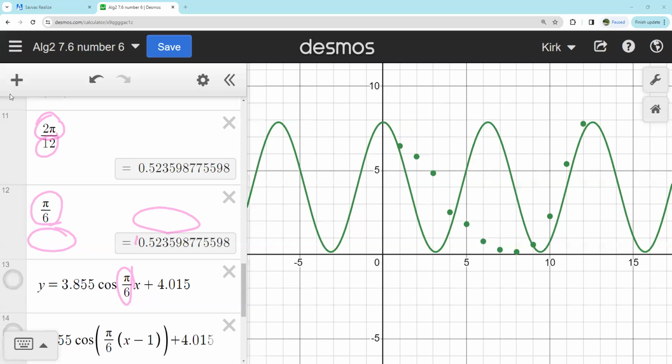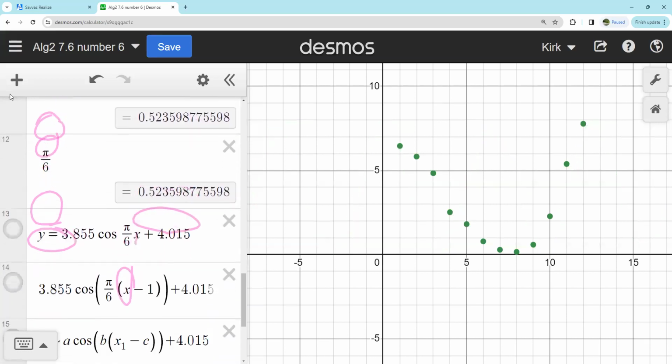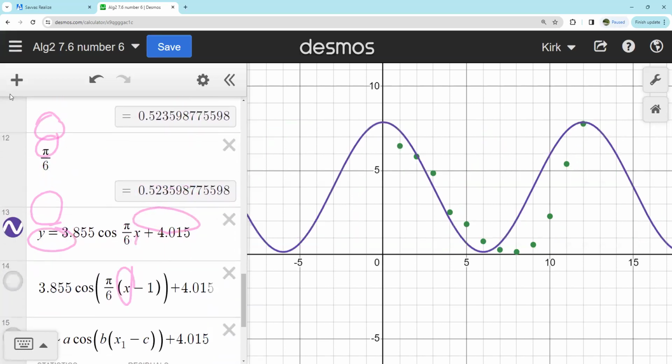if I come back up here, let's turn that one off. Now we're up to here. And now if we just move this thing over to the right a little bit, get this low point over to this low point, I think we've got it.